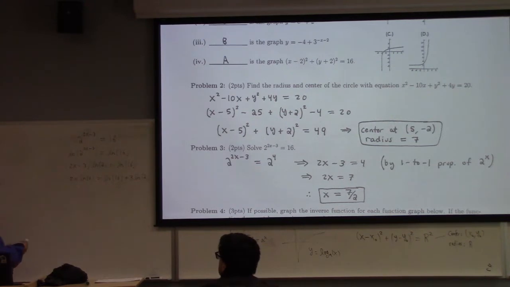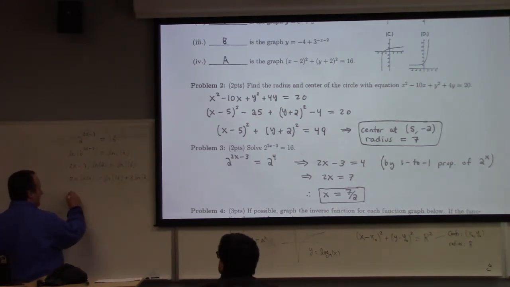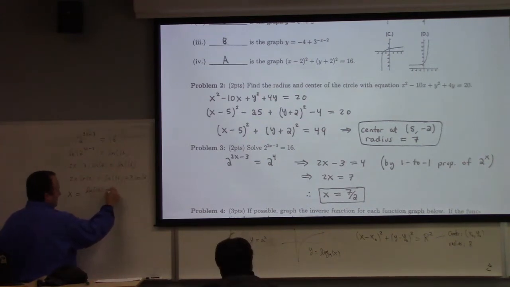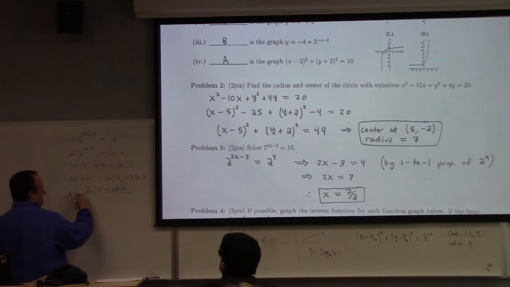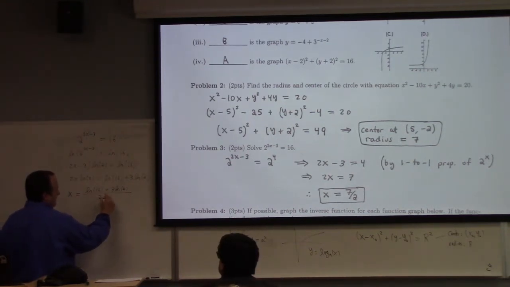There you go. So I get x is equal to the log of 16 plus 3 times the log of 2, divided by 2 log 2, yeah?